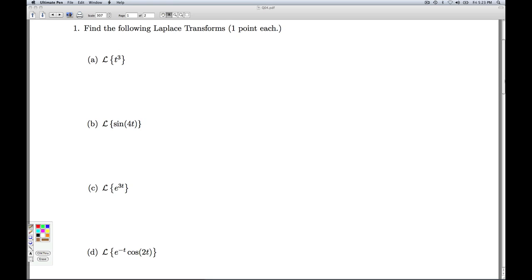Given a bunch of Laplace transforms, we're asked to find them. In this first one, we're asked to find the Laplace transform of t cubed. The formula we're looking for is the Laplace transform of t to the n power is n factorial over s to the n plus 1. This formula is valid for all the whole numbers. We're just applying the case when n equals 3. That gives me 3 factorial over s to the 3 plus 1, which gives me 6 over s to the 4th.